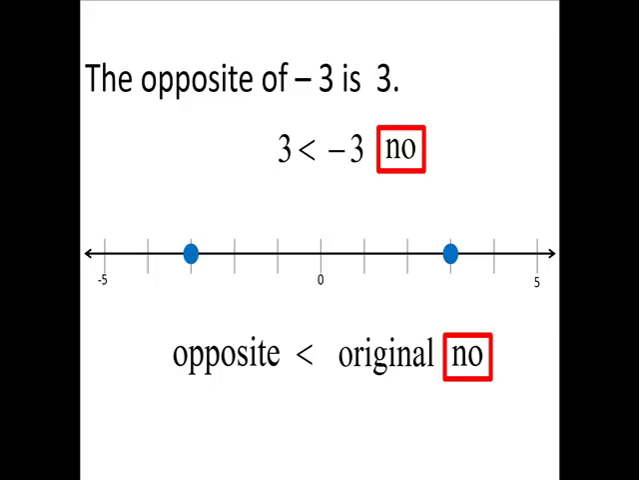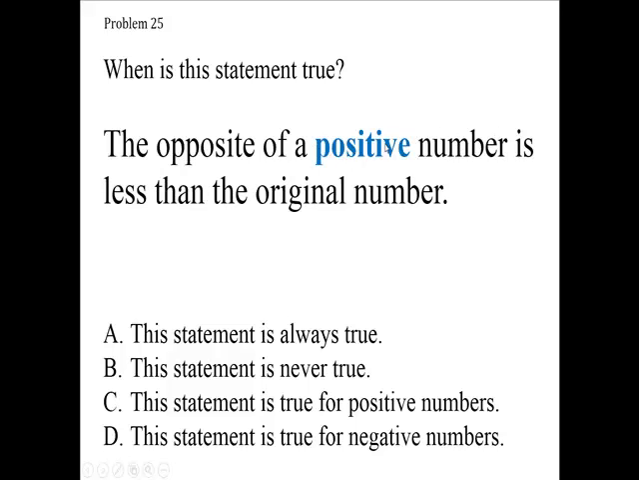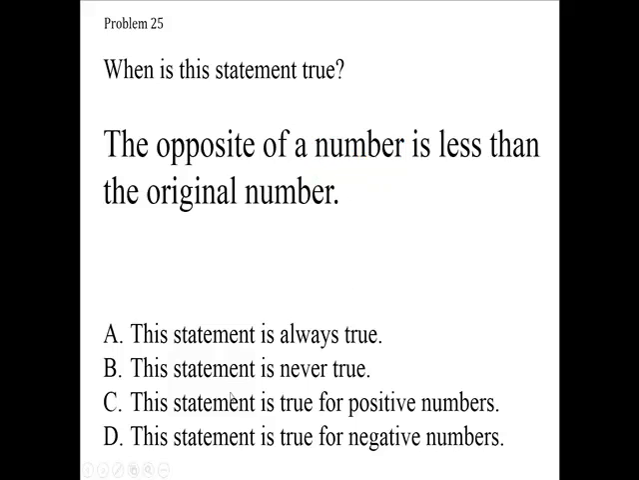All right, so when does it work? It works when the original number is a positive number. When the original is a positive, then the opposite of that will be less than the original. So we're talking about, of these 4 answers, the original number must be positive. So this statement is true when the original is a positive number. Answer C.